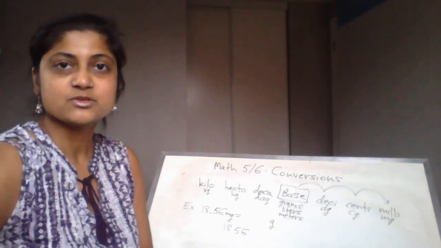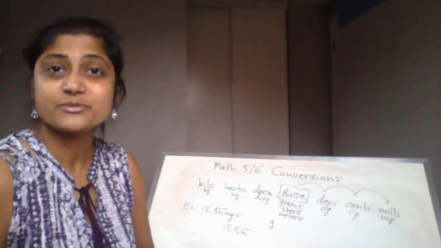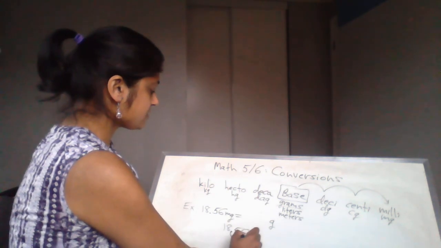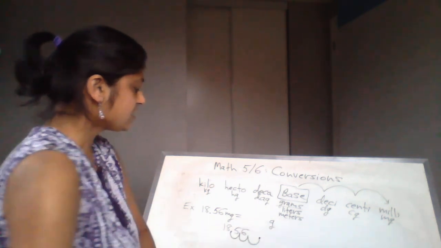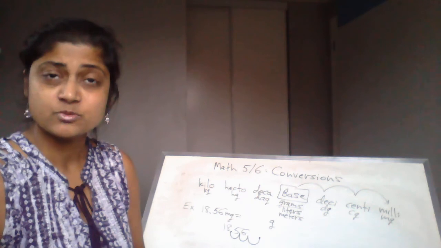Again, I am jumping to the right. Okay, so my decimal place has to move to the right 3 times. So we're going to take this decimal, 1, 2, and 3. Okay, and always make sure when you're jumping the decimal, it has to go in between the numbers.